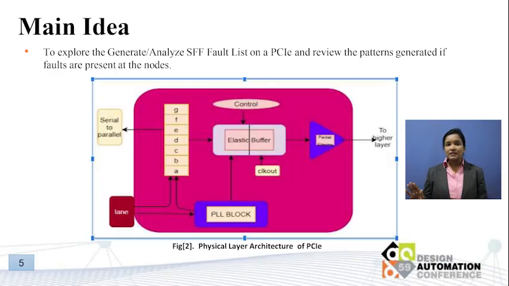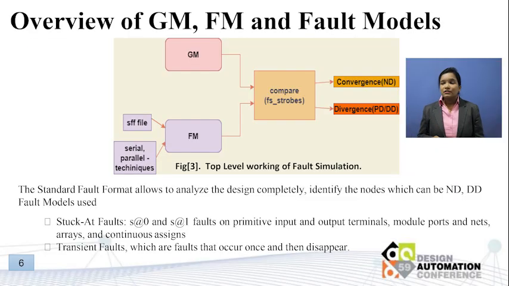Here we are using a PCI example to achieve the maximum fault simulation coverage report. The center diagram reflects the PCI design. It is the physical layer of a PCI, but we are trying to cover only a few modules of it, that is the serial to parallel converter, encoder decoder module, elastic buffer and many more. These modules are used to cover all the nodes and to hit a maximum fault coverage. Now the diagram shows the top level working of fault simulation.